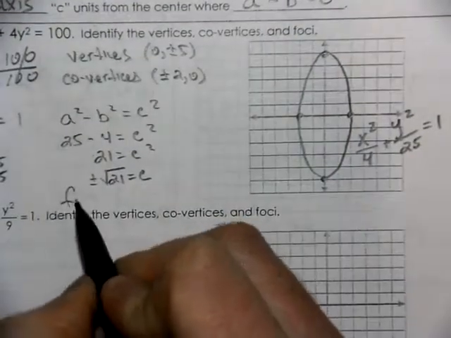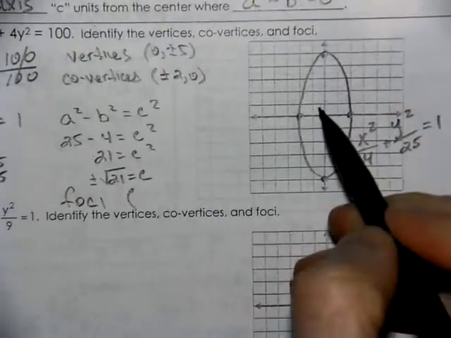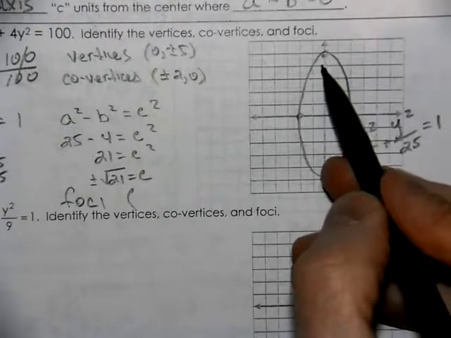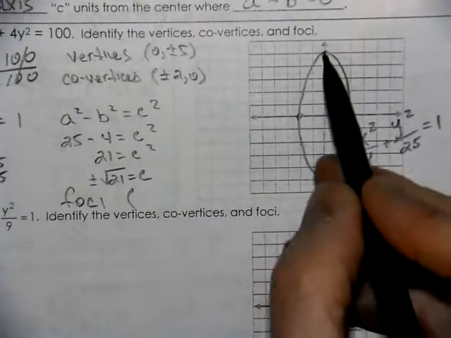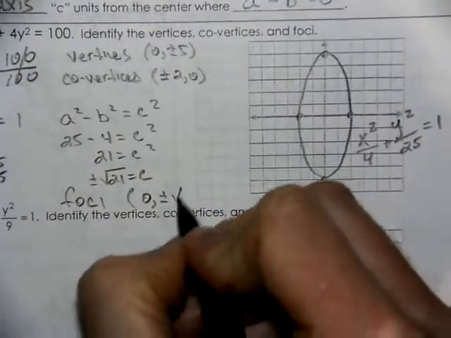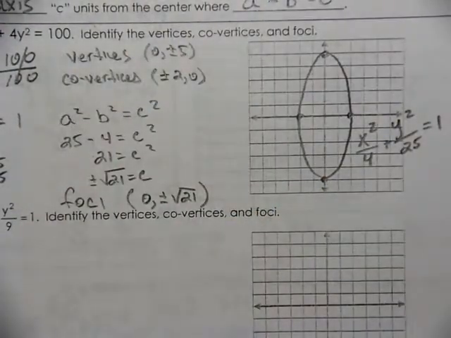So the foci follow the vertices. So they are going to be y values. So it's 0, comma, plus or minus the square root of 21.